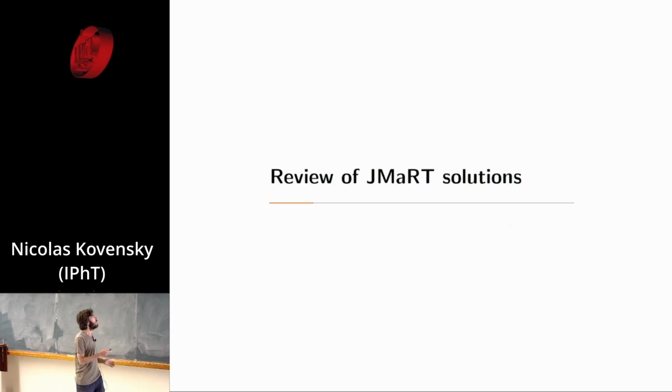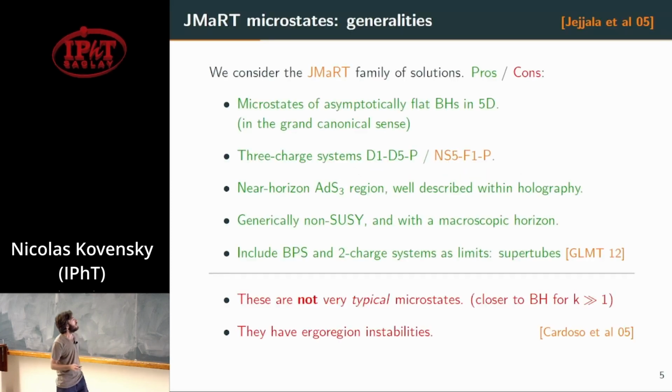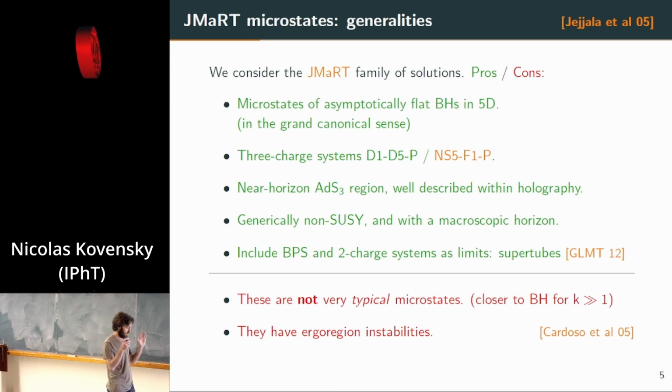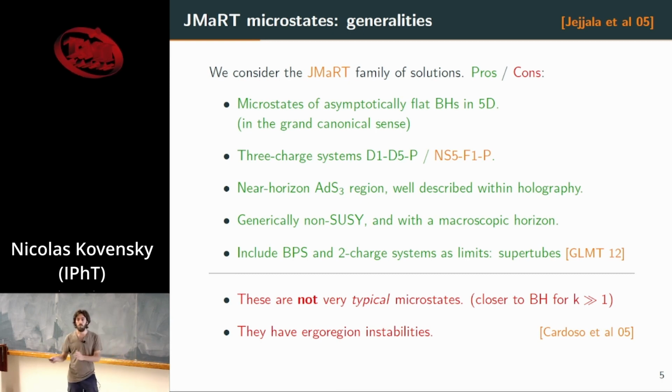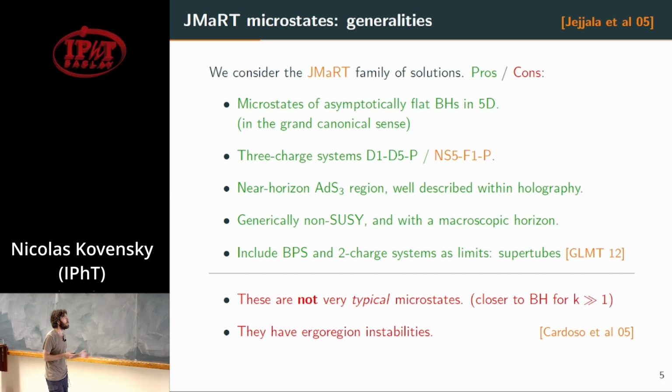Okay. So let me just give a very brief view of some of the things that David just said, and just those that are going to be important to me. And please interrupt me if you have any questions, of course. So I'm going to be focusing on a set of states that, as David said, are called the JMaRT family of solutions, largely in terms of this paper, but also previous authors before for some particular cases or subfamilies of it.